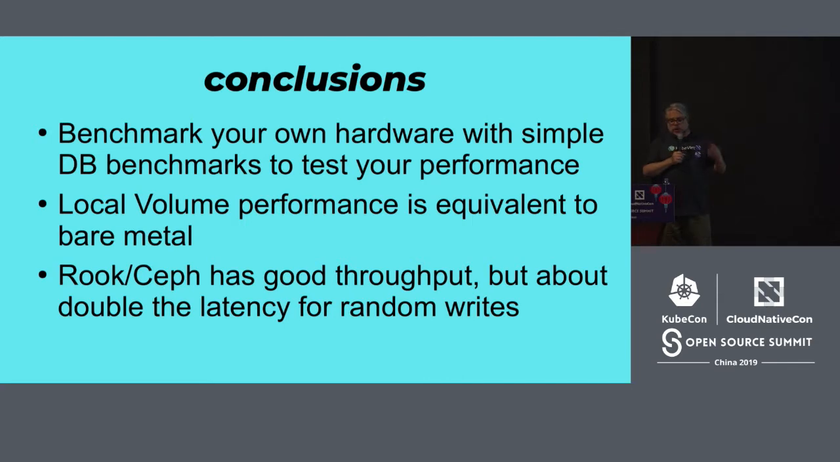First of all, you can benchmark your own hardware and your own cloud-native stack with simple database benchmarks to test the performance of that stack and whether or not you need to change it. Local volume performance should be roughly equivalent to bare metal. And Rook Ceph has good throughput, but about double the latency compared to running on bare metal. Which, again, if the redundancy of the cloud-native storage is valuable to you, double the latency is good. If it's not valuable to you, you should be aware that that exists.